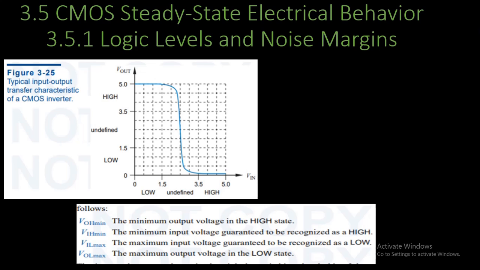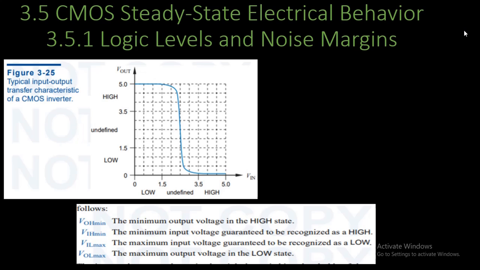3.5 CMOS steady-state electrical behavior. This section discusses the steady-state behavior of CMOS circuits. That is, the circuit's behavior when inputs and outputs are not changing. The next section discusses dynamic behavior, including speed and power dissipation.